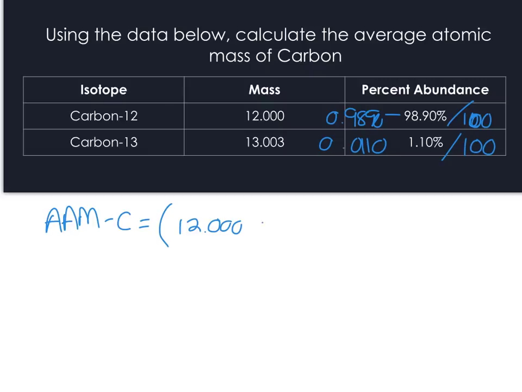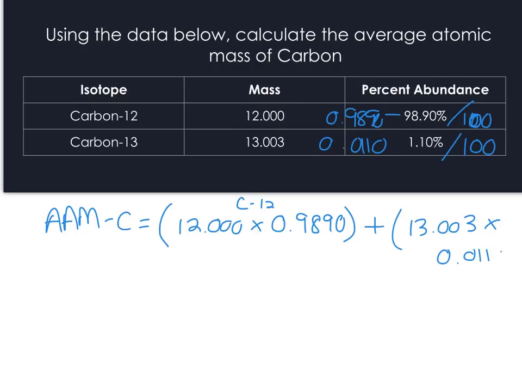So when I go to do this calculation, what I want to do is have 12.000, my first mass, times the decimal of that abundance, 0.9890, close parentheses, because that's all carbon-12. That gets added to the other carbon, in this case carbon-13, 13.003 times its percent, 0.0110, close parentheses, because that is carbon-13. If I had more, I would keep adding and doing the exact same thing, but in this case, I don't.